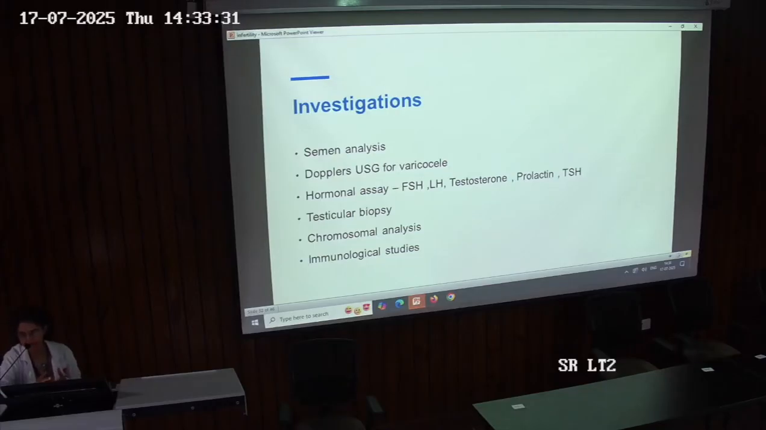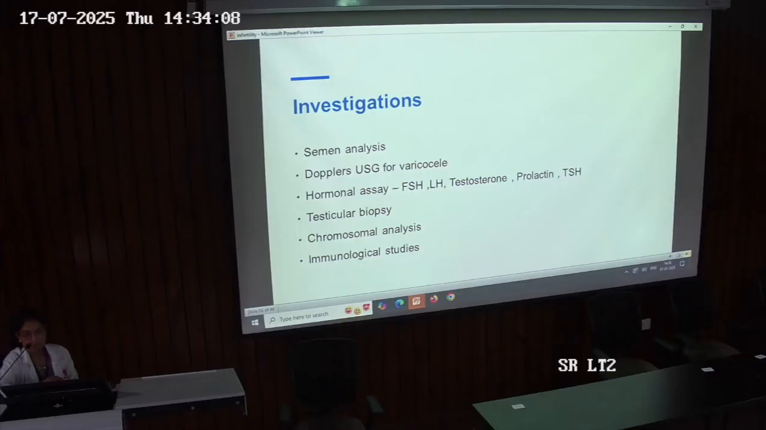How to produce: sterile sample collection, and a proper investigation, proper lab criteria should be followed while doing the semen examination. Then if we are suspecting some obstruction, we advise Doppler studies or transrectal sonography. If we are suspecting hypo or hyper, again we go for the hormonal evaluation: FSH, LH, testosterone, prolactin and TSH, the same endocrine panel that we use in the female partner.